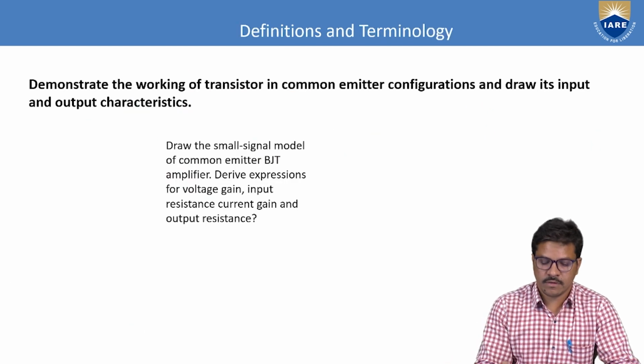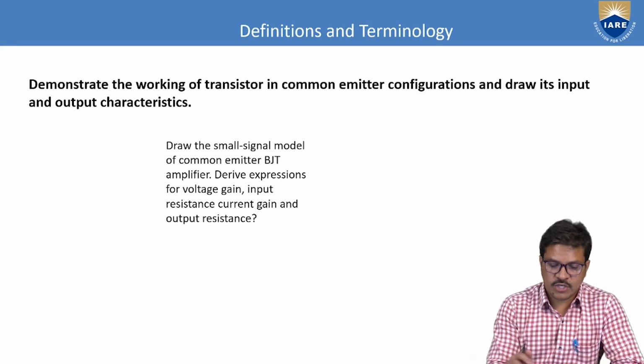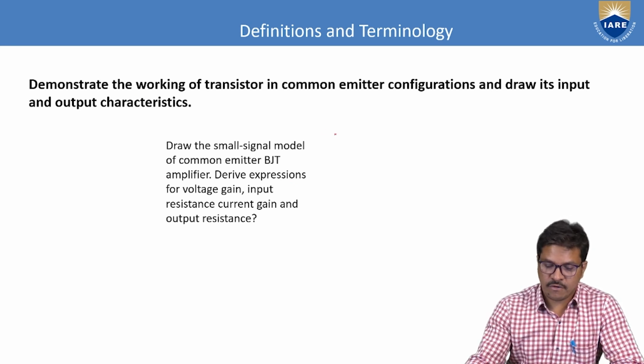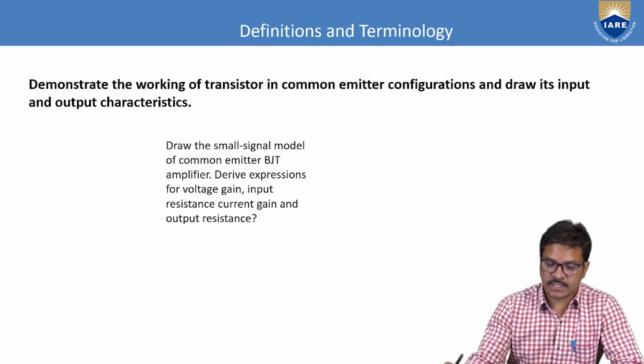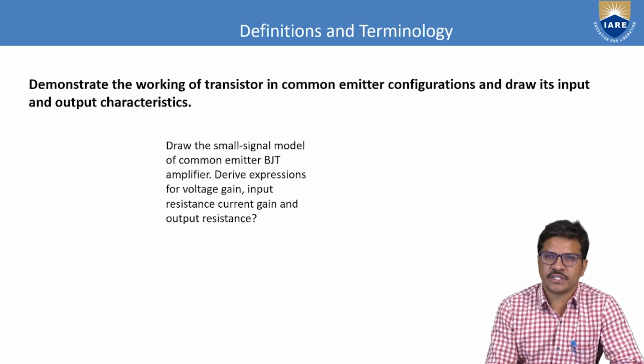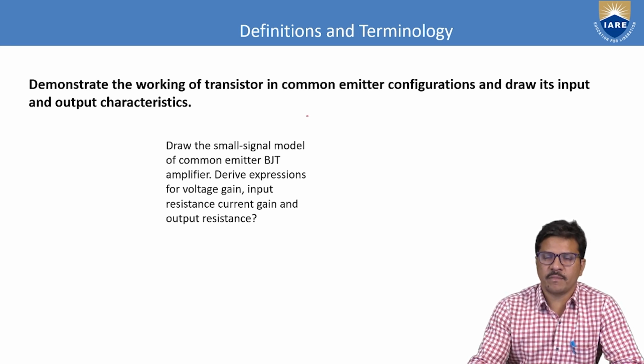Next, the question: demonstrate the working of a transistor in common emitter configuration and draw its input and output characteristics. This kind of question is most important from this module 2. In this case, we have to draw a neat diagram of the configuration.